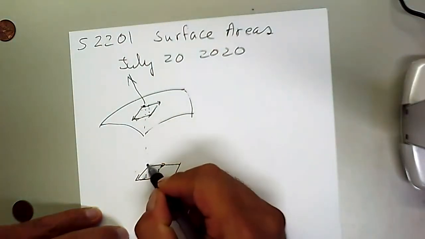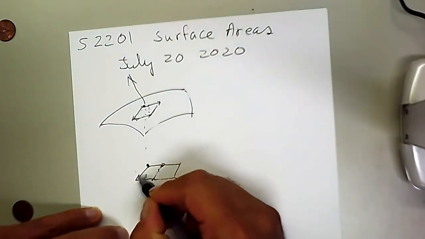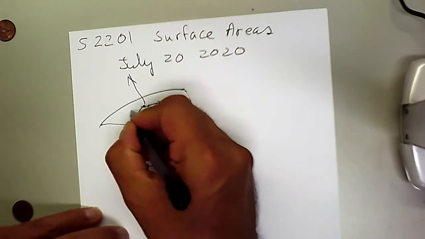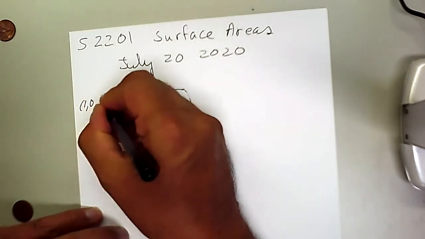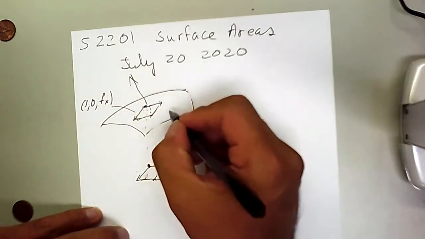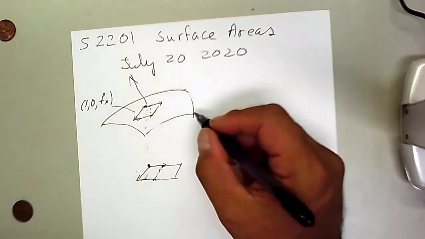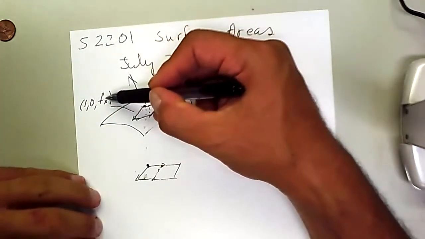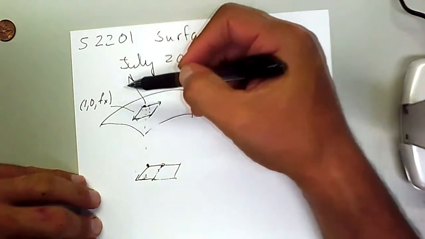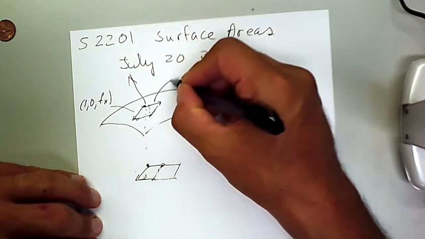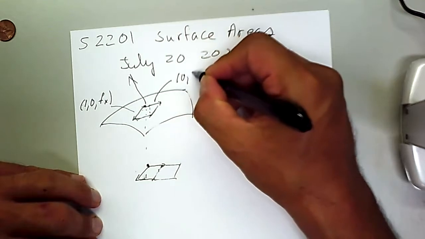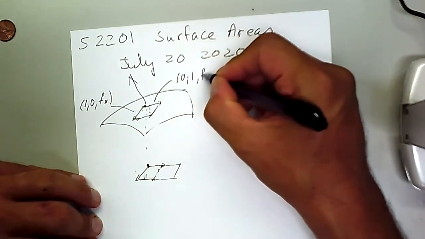If this is a vector of length 1, this vector will have coordinates 1, 0, and then the partial derivative of the function, the surface, with respect to x. This is exactly rise over run kind of thing. This is exactly the slope. This vector, on the other hand, will be 0, 1, f sub y, because we go in the y direction.